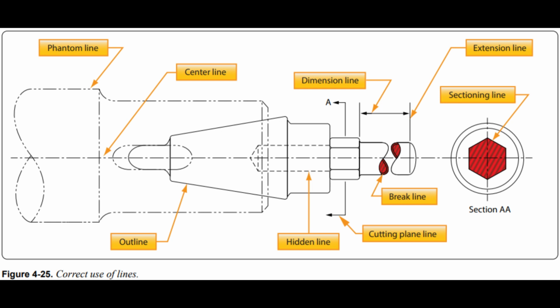Stitch lines. Stitch lines are used to indicate the stitching or sewing lines on an article and consist of a series of very short dashes, approximately half the length of dash or hidden lines, evenly spaced. Long lines of stitching may be indicated by a series of stitch lines connected by phantom lines.